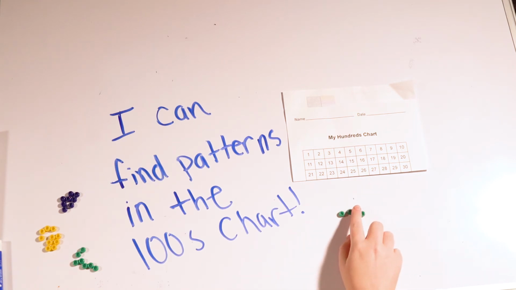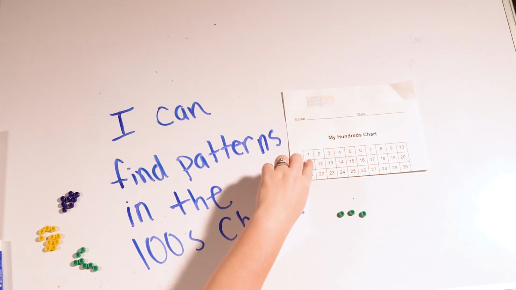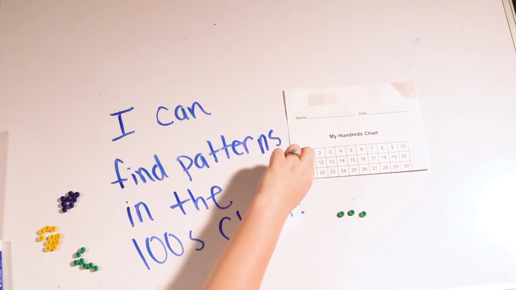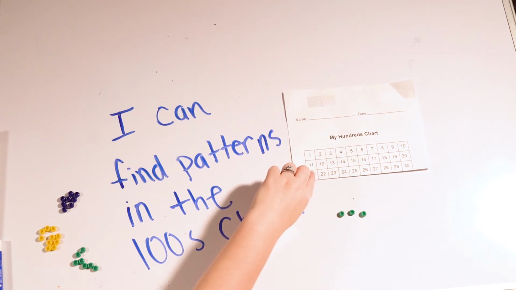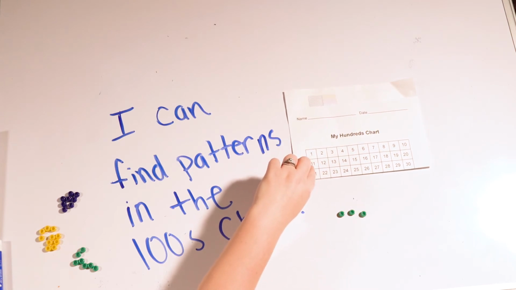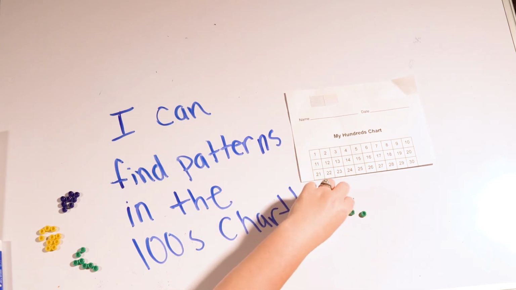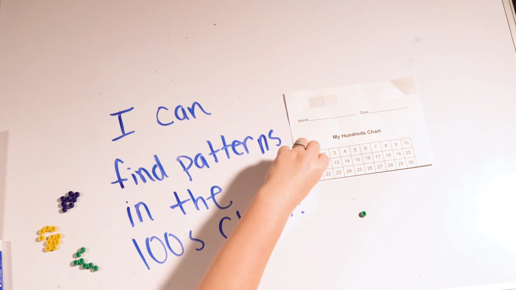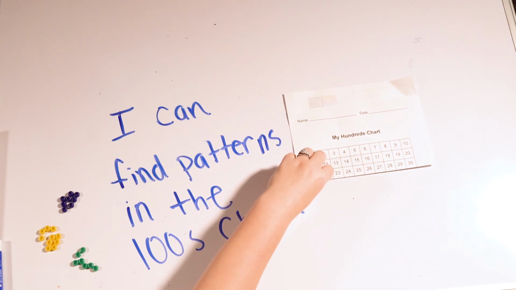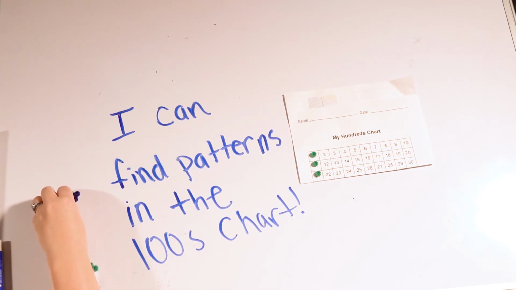I'm going to take my green beads and put them on one of the patterns I see. Now I notice that when I'm going up and down, there's a number that stays the same the whole way. 1, 11, 21. So in the first column, they're all ones. I'm going to put a green bead on each one of those so that I can say that I saw that pattern.